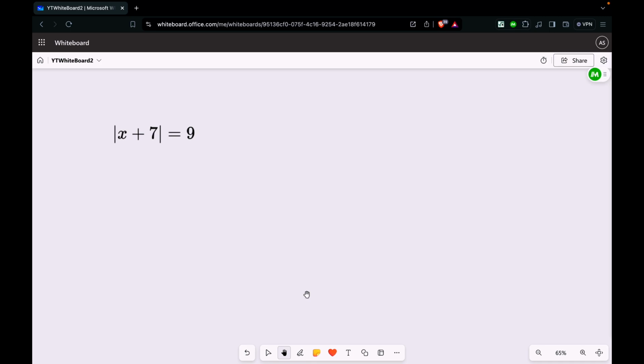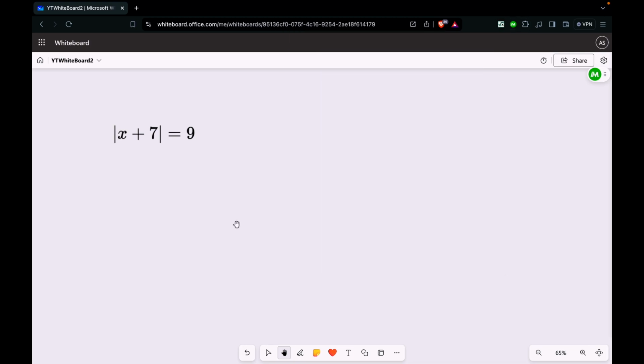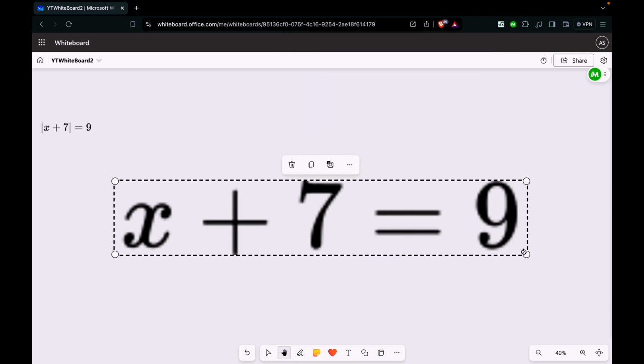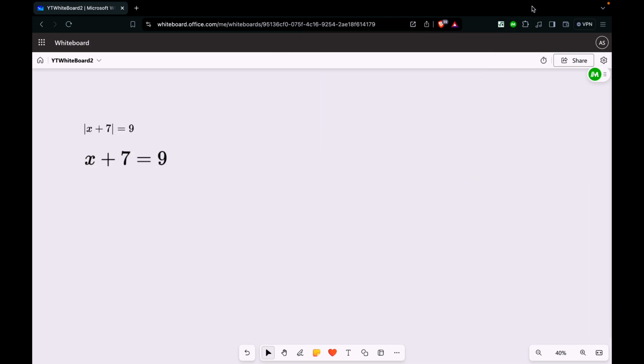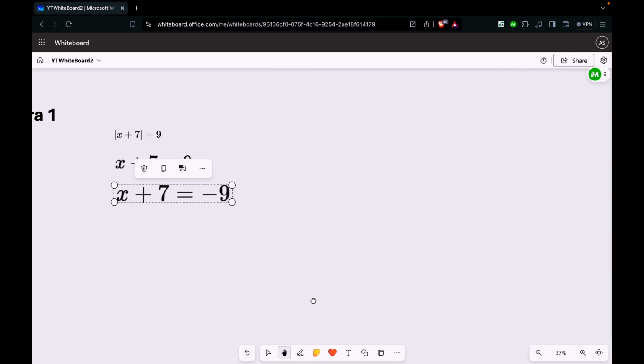Good. Now, when we're solving absolute value equations, we have to split it up into 2 parts. Our first part is x plus 7 is equal to 9. This is where we just remove the absolute values and keep everything else the same. x plus 7 is equal to 9. That's good. Now, for our second part, it's really simple. You keep everything the same as the first equation, except you change 9 to negative 9. I hope you understand that.